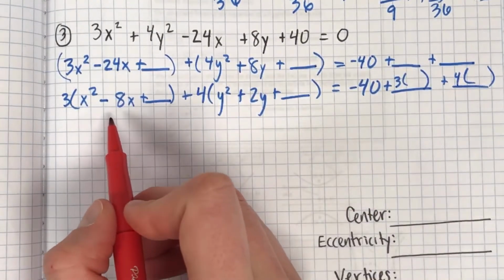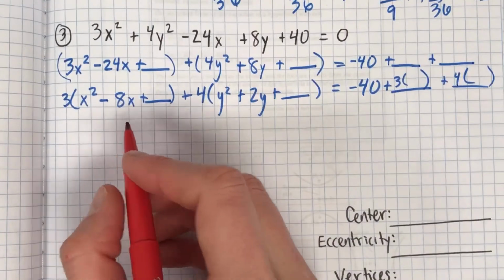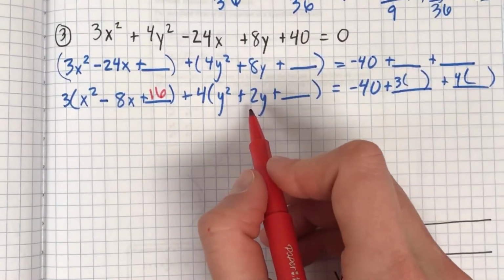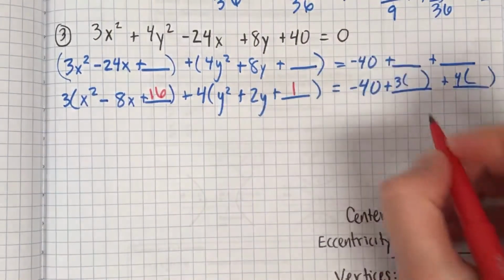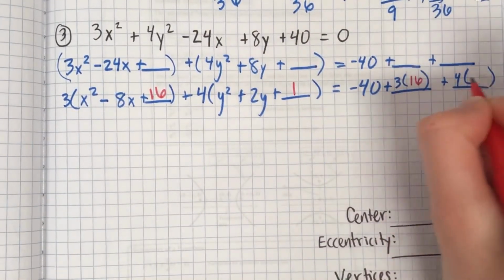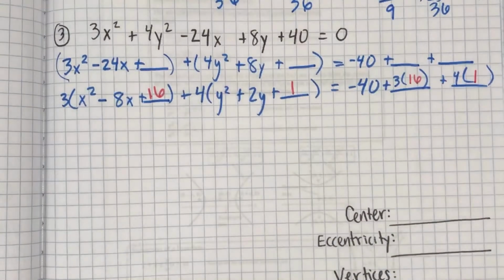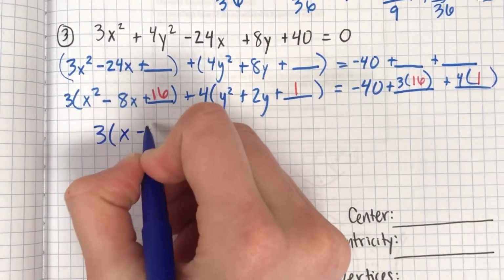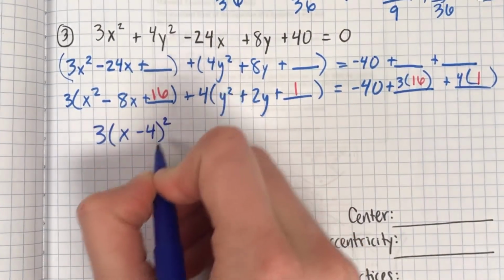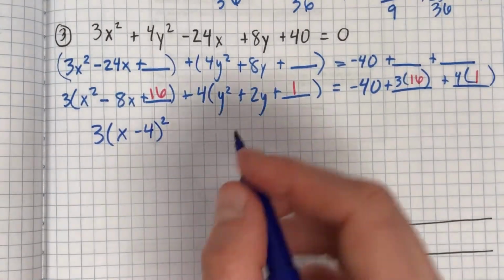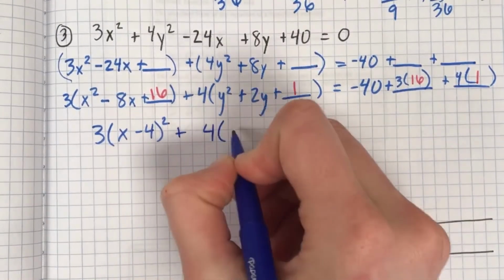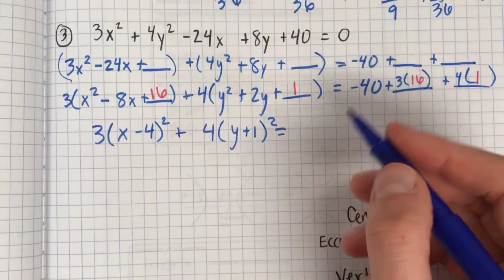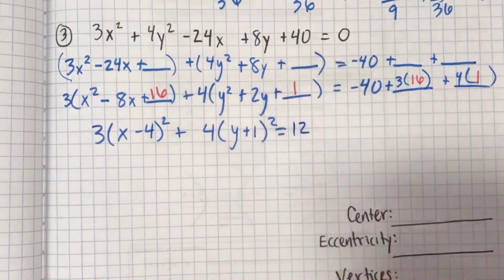Half of -8 would be -4. -4 squared would be 16. Half of 2 is 1. 1 squared is 1. Now, I've got 3 times x minus 4 squared and plus 4 times y plus 1 squared. And that's going to equal 12.